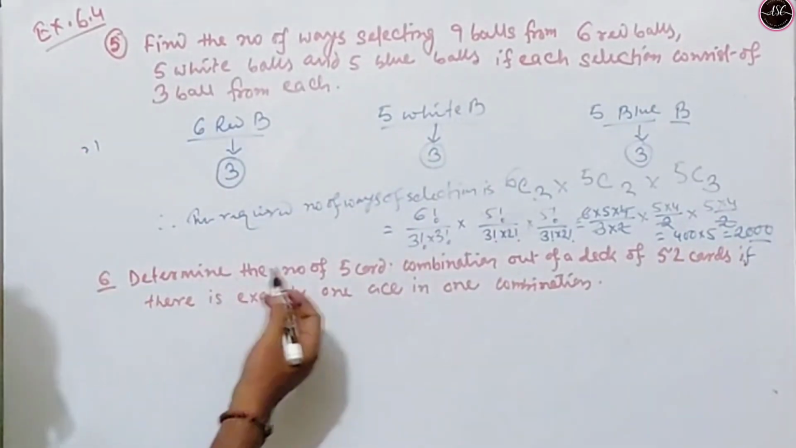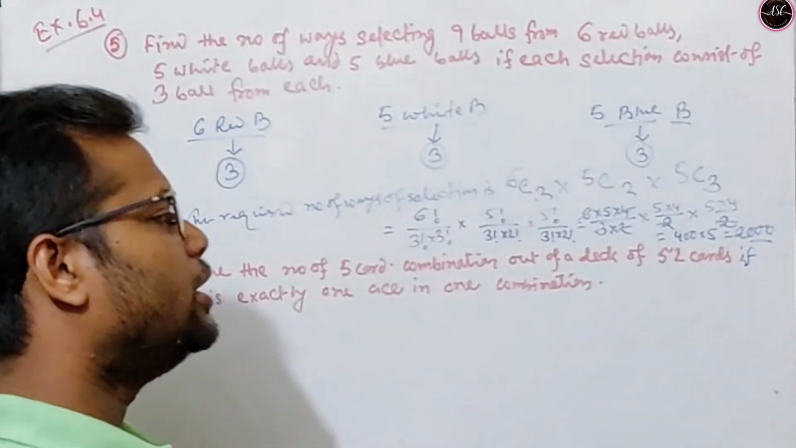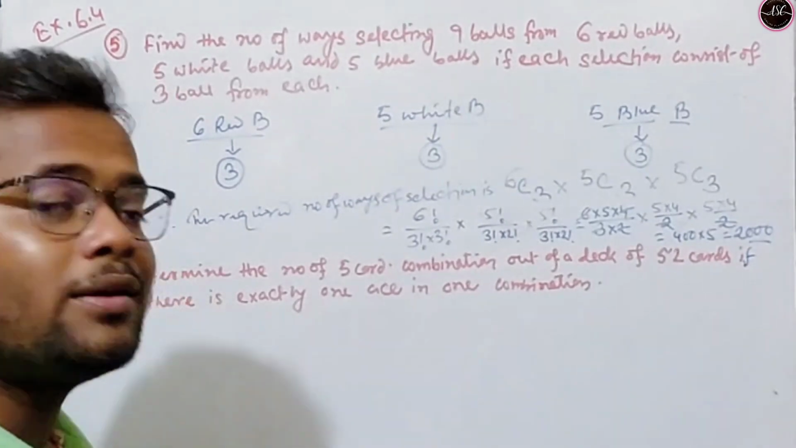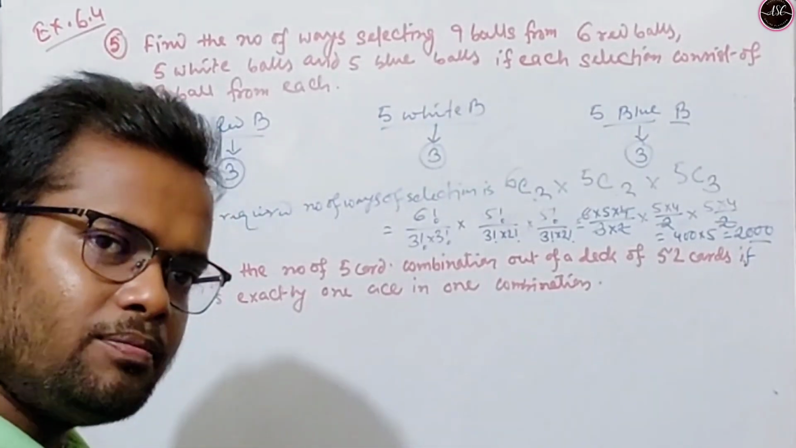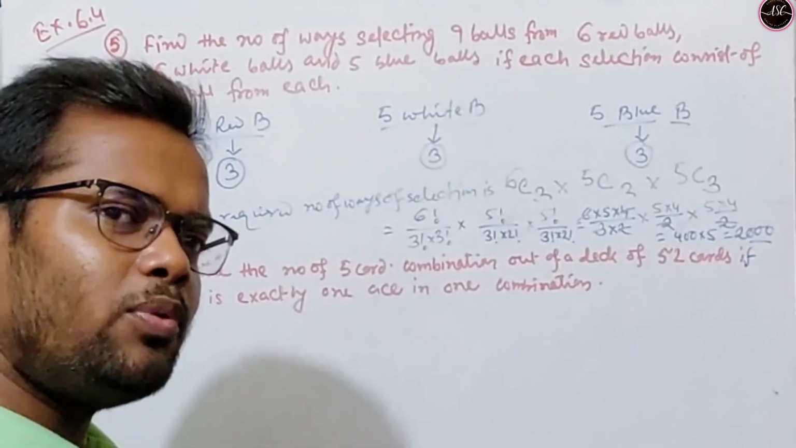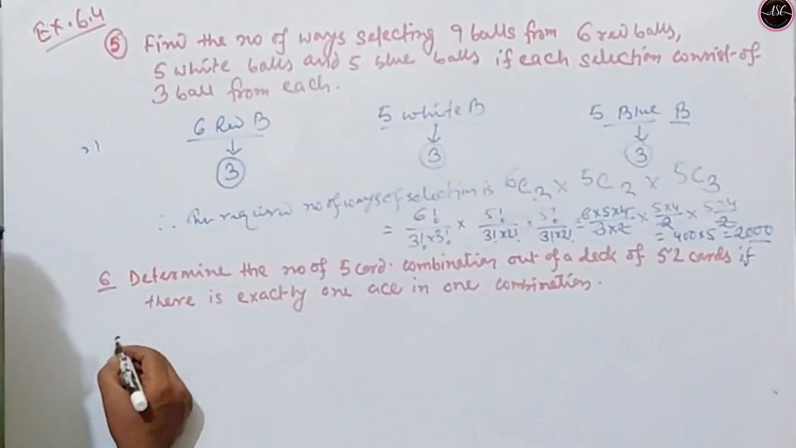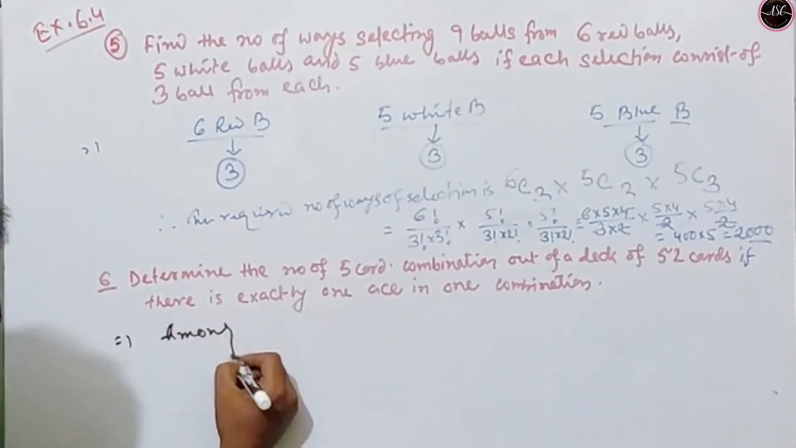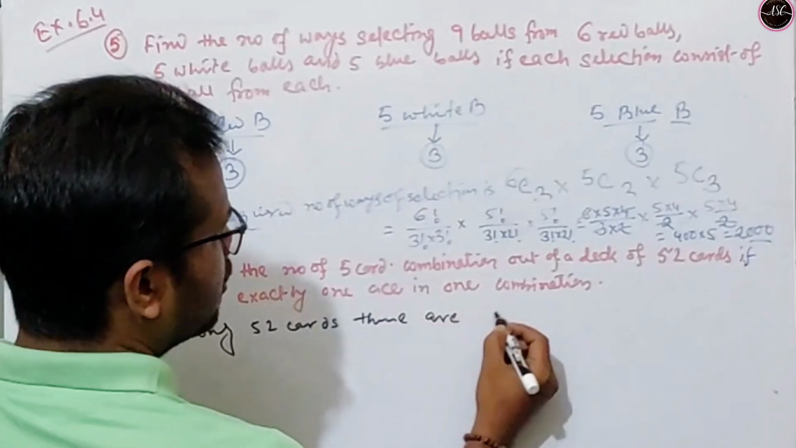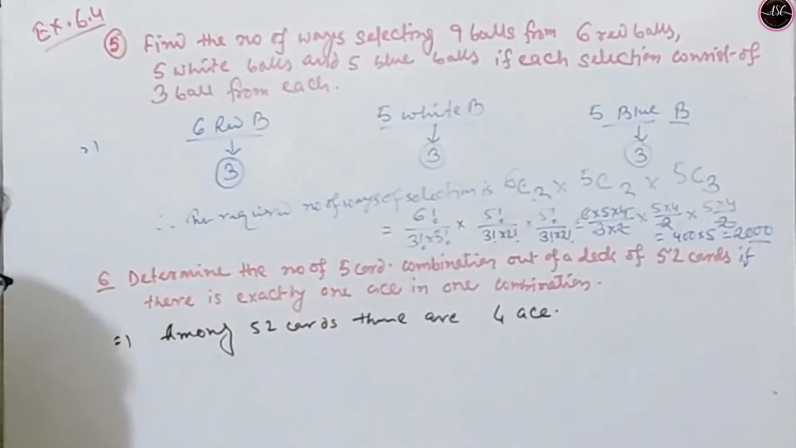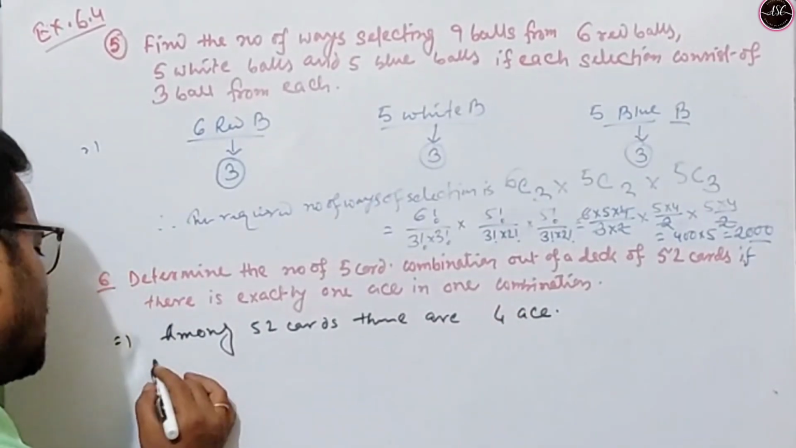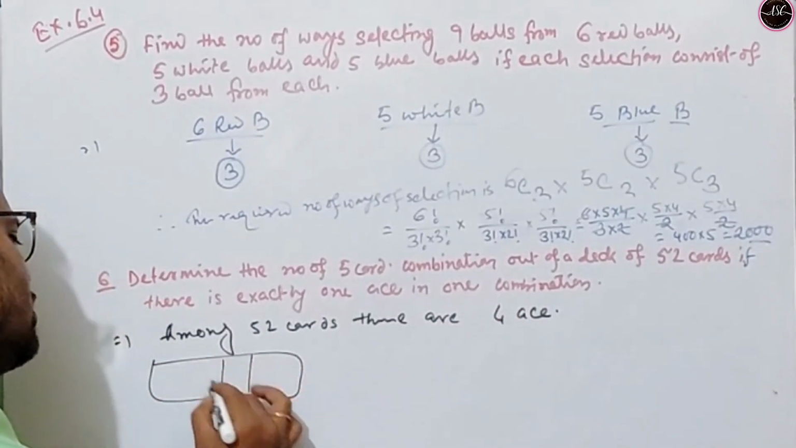Okay, now look at this question. Determine the number of 5 card combinations out of a deck of 52 cards if there is exactly one ace in one combination. Okay, so there are 5 card combinations. If there is one ace, that means the remaining 4 are not aces. Just look, among 52 cards there are 4 ace cards. So just imagine, here the combination of 5 cards.